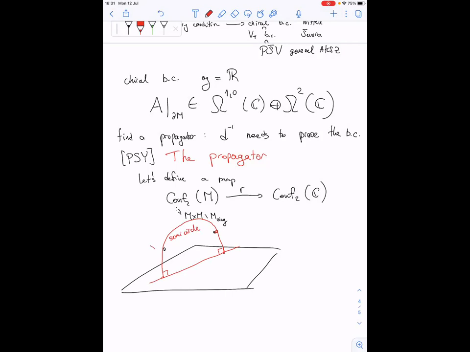So let's call these 2 points x1 and x2, and the 2 points on the bottom, let's call them z1 and z2, right? The one which is closer to x1 is called z1, the one which is closer to x2 is z2. So this gives you a map from the configuration space of 2 points on the upper half plane to the configuration space of 2 points on the boundary.